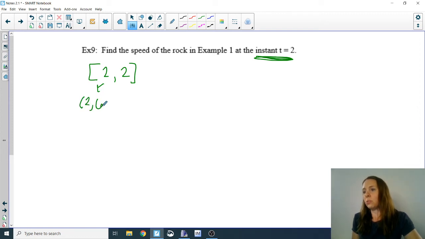Then I'm going to just do the same thing that I did for the last example. I have two ordered pairs. I already know that when t equals 2, the y-coordinate is 64, so I'll just write that in here. And if I'm trying to find an average speed, then I would try to find the slope between those two points.